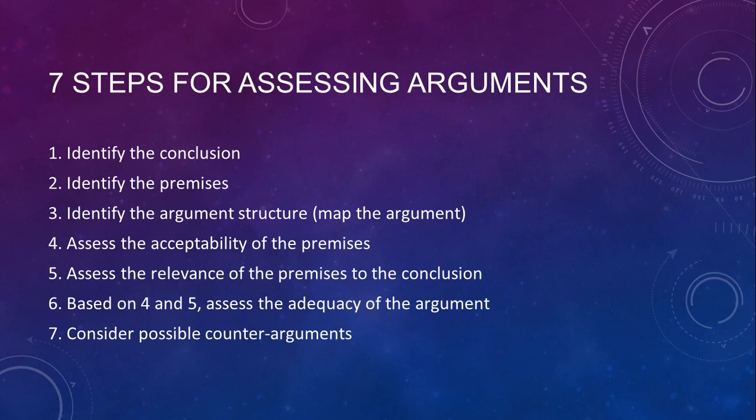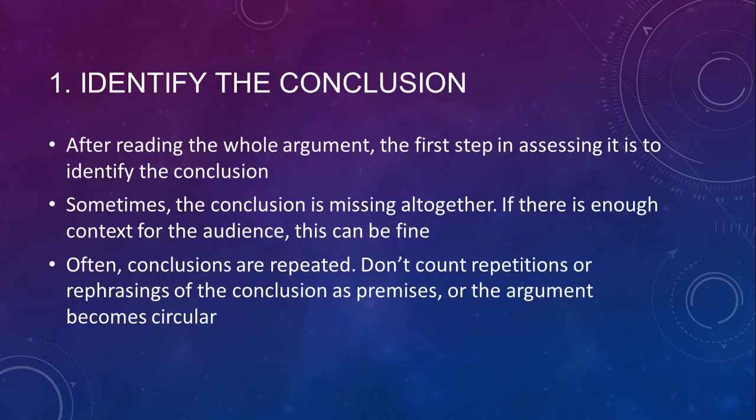Then you assess the acceptability of the premises. How likely are they to be true? And in the context, is it okay to assume that it's true? Then you assess the relevance of the premises to the conclusion, and then you assess, based on those 2 things, how adequate the argument is as a whole. And then you consider possible counterarguments. The 7 basic steps. So we'll just go through these one at a time.